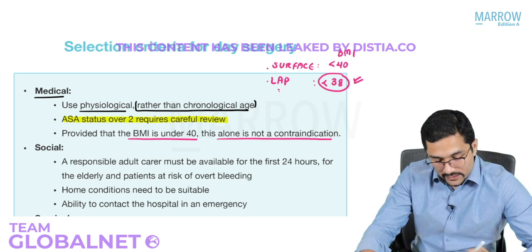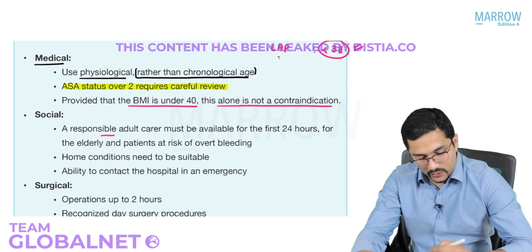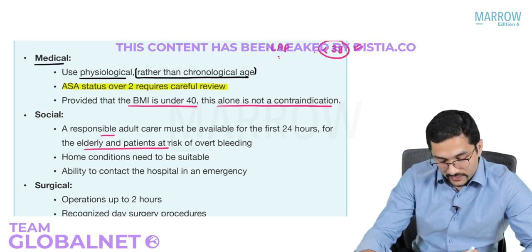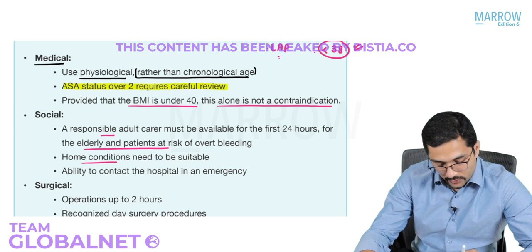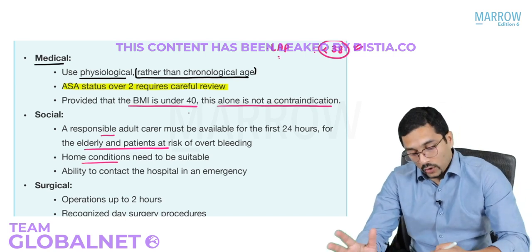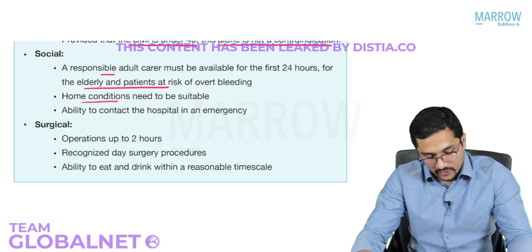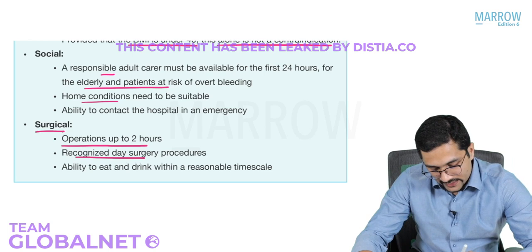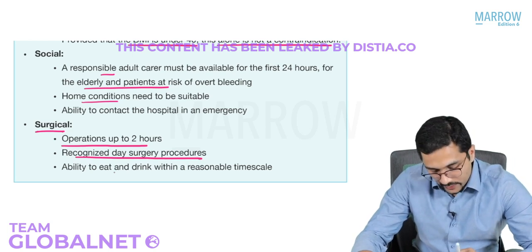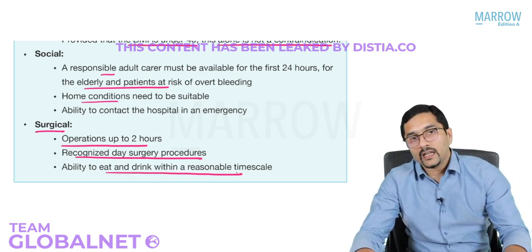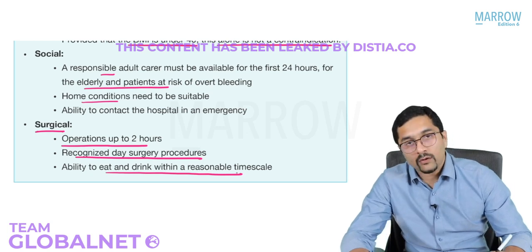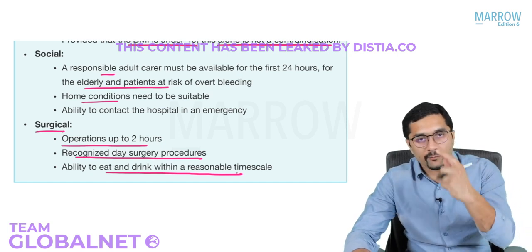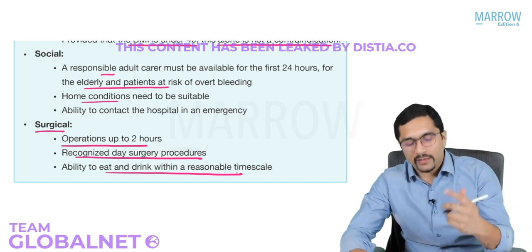Socially, you should have a responsible adult who must be with them for the first 24 hours. And especially for elderly patients who are at a risk of bleeding, home conditions should be suitable and they should be able to contact the hospital and come to the hospital if required. So surgeries up to 2 hours are recognized as daycare procedures, along with the ability to eat and drink within a reasonable time scale. These are the things which we need to take into account when we are scheduling cases, or selecting patients. Let's talk about some more selection criteria which are potential questions for the exam.